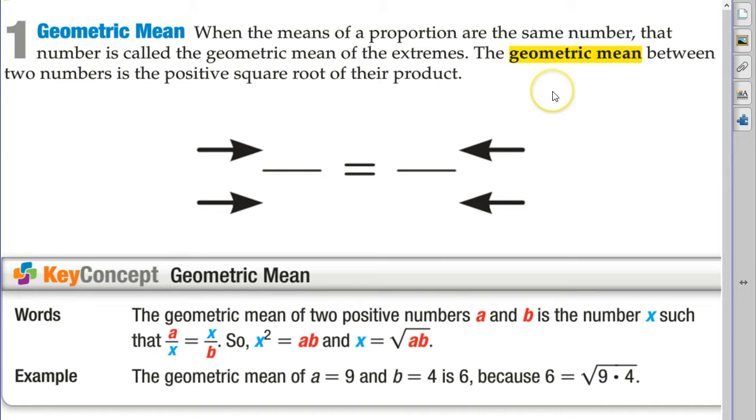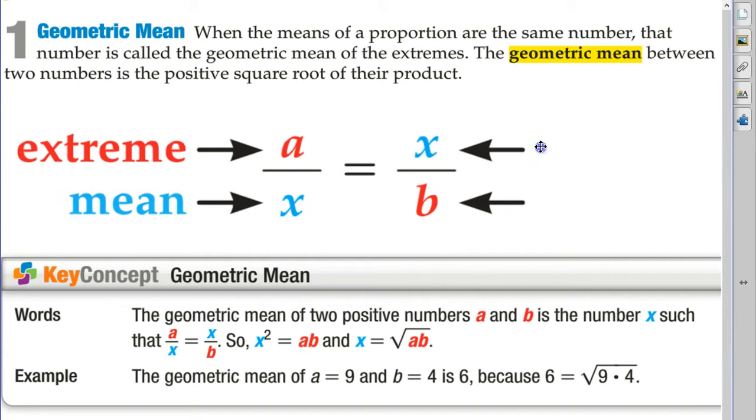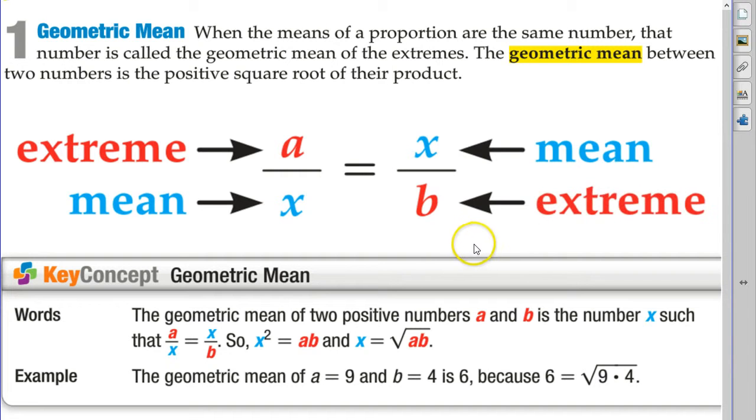The first thing we have to fill in on the sheet here is: what is the geometric mean? Well, geometric mean is a part of a proportion in which the means of the proportion are the same number. That number is called the geometric mean of the extremes. So here we have the same numbers. These are the means, and these are the extremes, two different numbers. We call these the geometric mean. Extreme and mean, mean and extreme.